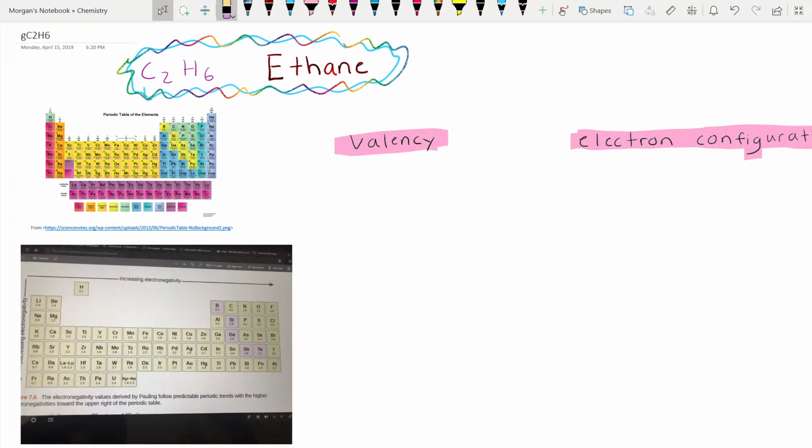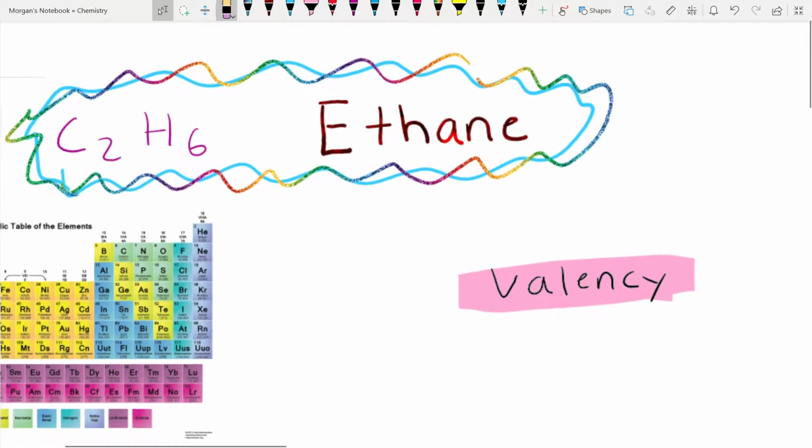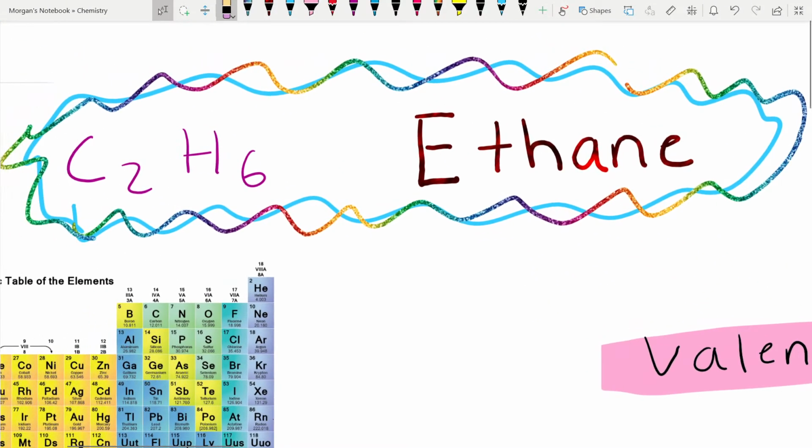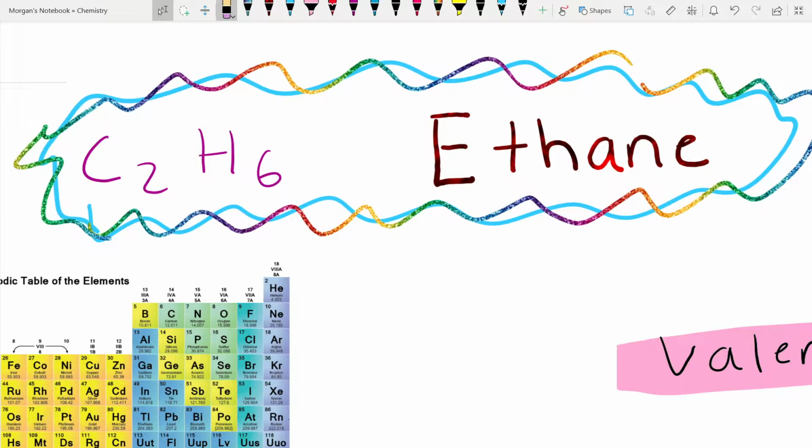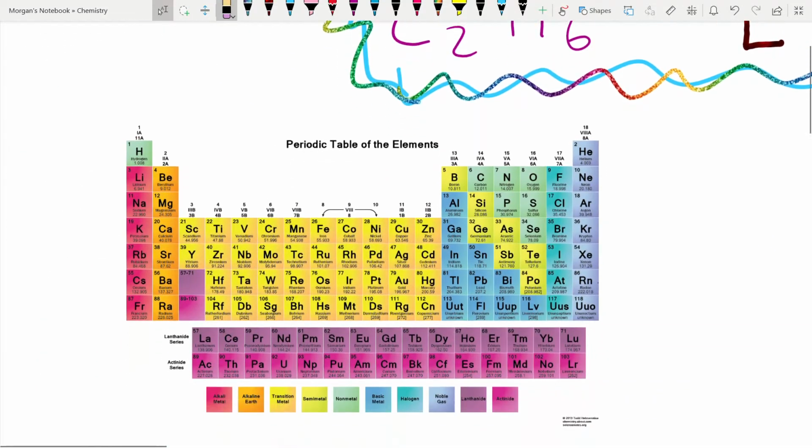Alright, so today we're going to be looking at ethane, which can be written as C2H6, which means it has 2 carbon atoms and 6 hydrogen atoms. So, ethane is normally a colorless, odorless gas used for combustion, found at standard temperature and pressure.